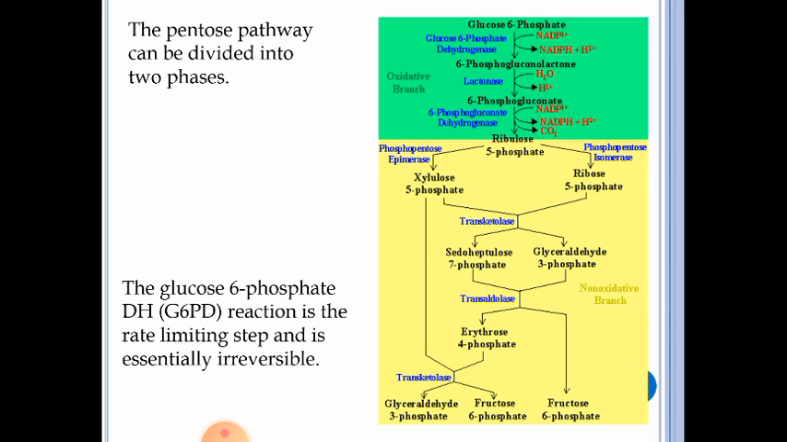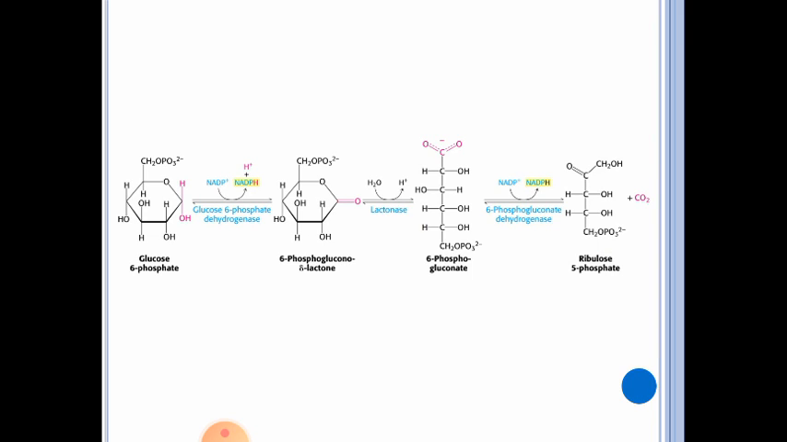So the pathway is divided into two: the oxidative pathway and the non-oxidative pathway. The pathway starts from glucose 6-phosphate, and the very first enzyme is glucose 6-phosphate dehydrogenase, G6PD, which is the rate-limiting step and is essentially irreversible. It comes first in the oxidative phase. So let's see the oxidative phase in detail.